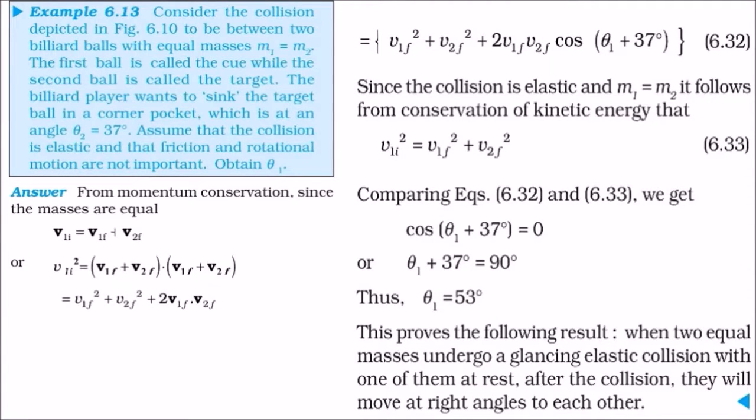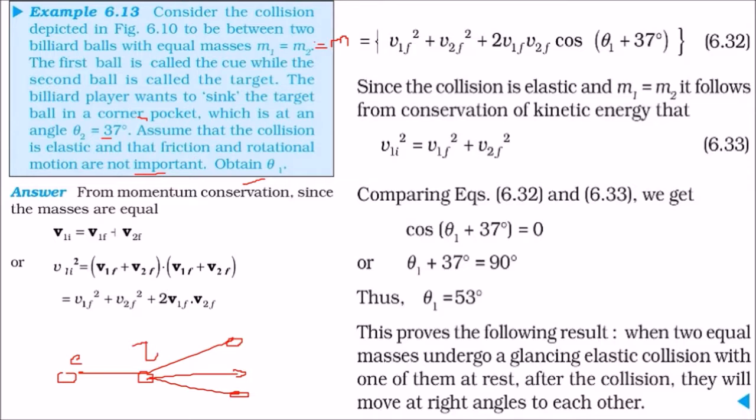We'll take an example. Consider the collision depicted here between two billiard balls. The masses are equal, so M1 is equal to M2, both with mass M. The first ball is called the Q, while the second ball is called the target. The billiard player wants to sink the target ball in a corner pocket, which is at an angle theta 2 of 37 degrees. Assume that the collision is elastic and that frictional and rotational motions are not important. You can ignore these. You have to obtain theta 1.